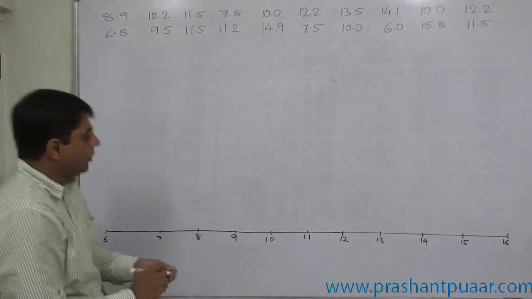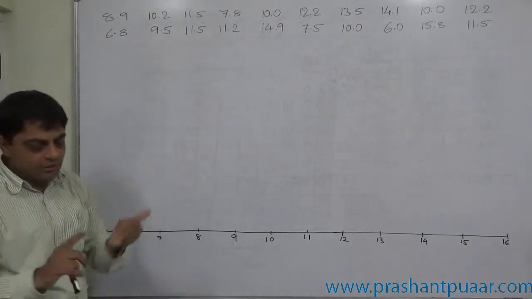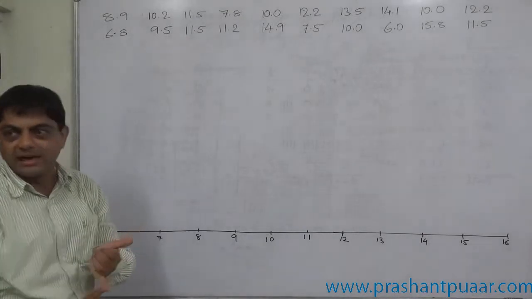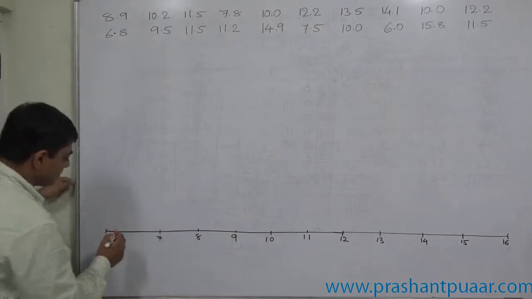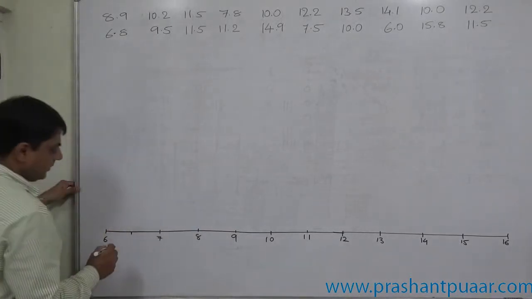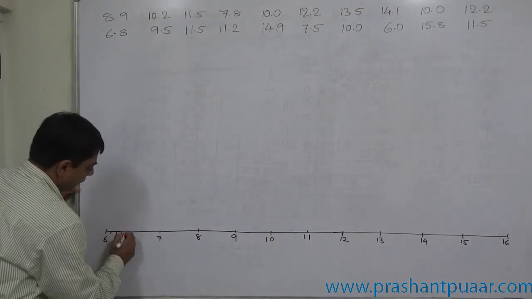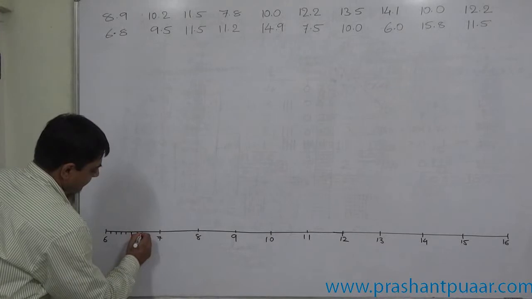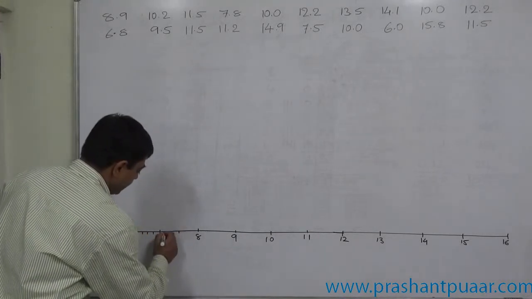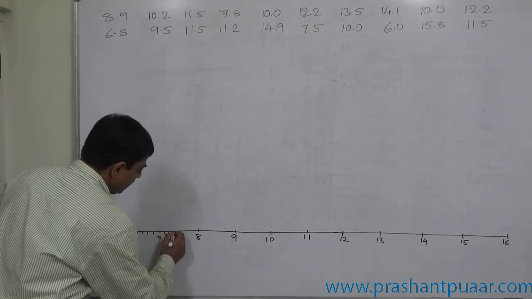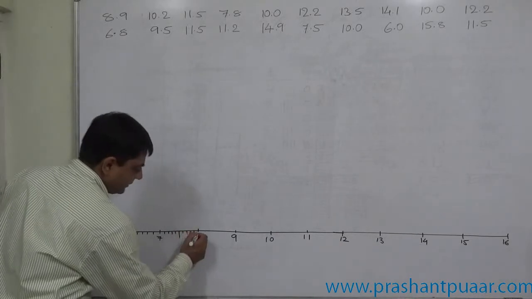Now the values are with 1 decimal place. The lowest 1 decimal place value is 1 and the highest is 9. So we need up to 9 in this data. Say this is 0.5. 1, 2, 3, 4, 5, 6, 7, 8, 9. Same way 1, 2, 3, 4, 5, 6, 7, 8, 9.